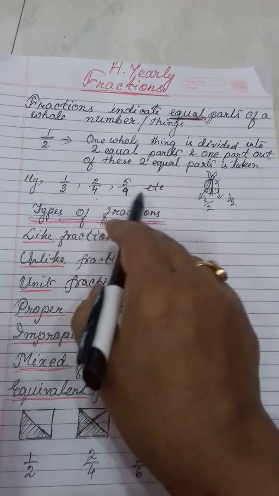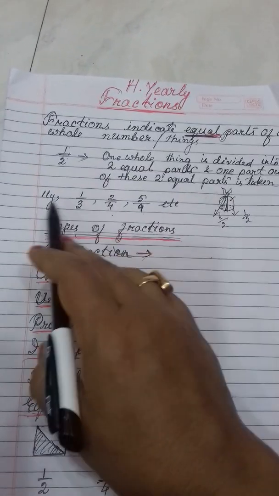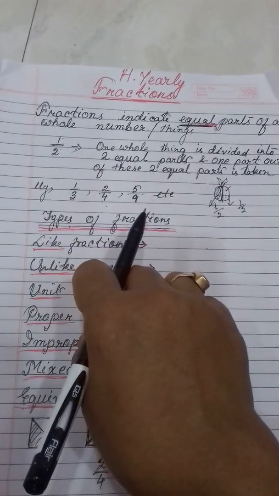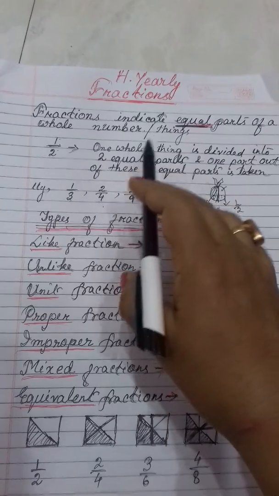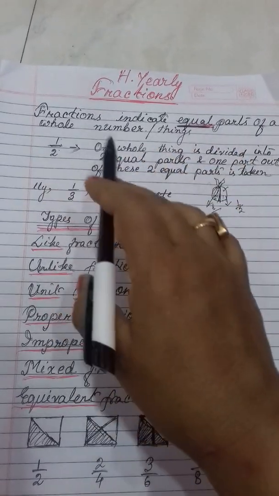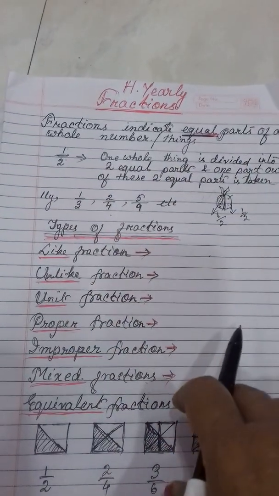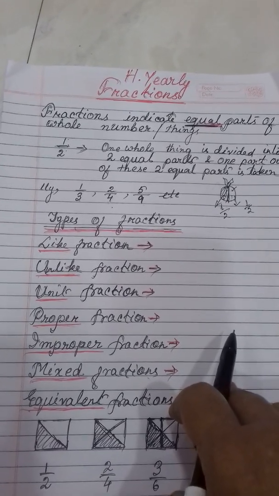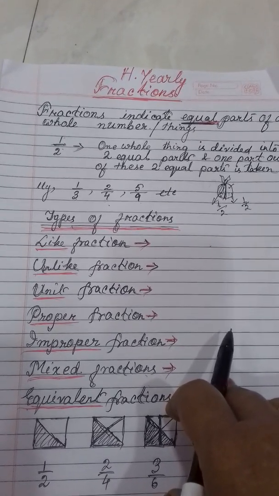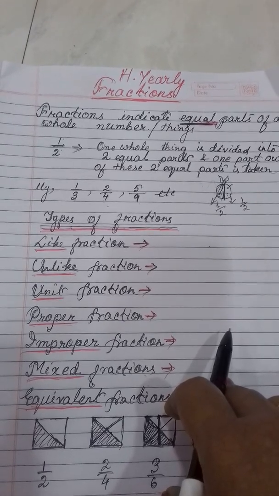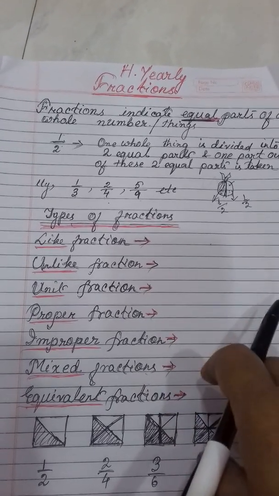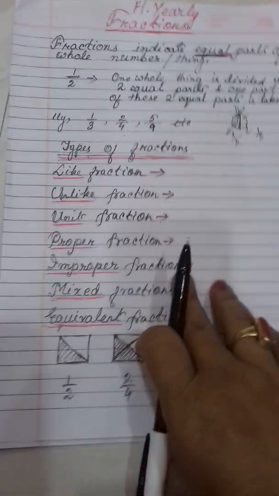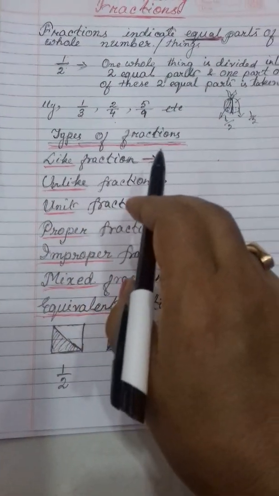So clear? Have you understood, students, what is the meaning of fraction? Actually, what is the meaning of fraction? Indicate equal parts of a whole number or things. Mind it, whole number. Clear? But though it is whole number, don't consider 0, because you cannot make parts of 0. Is it or not?